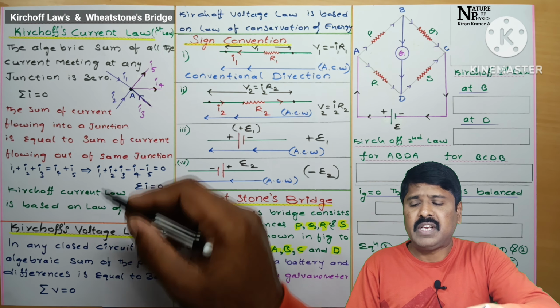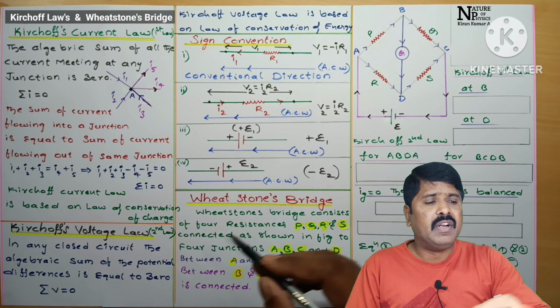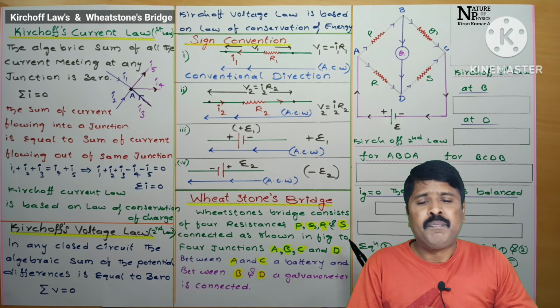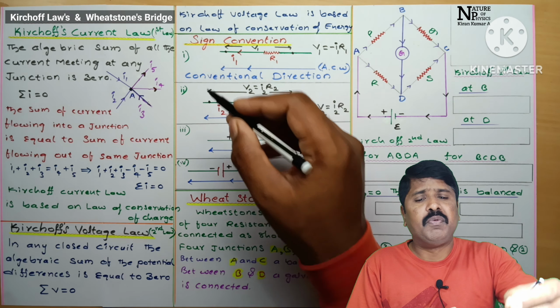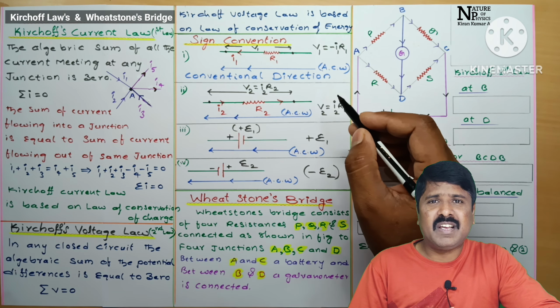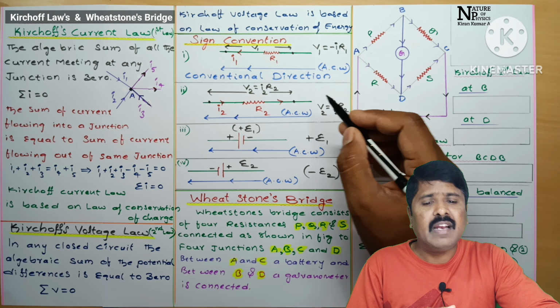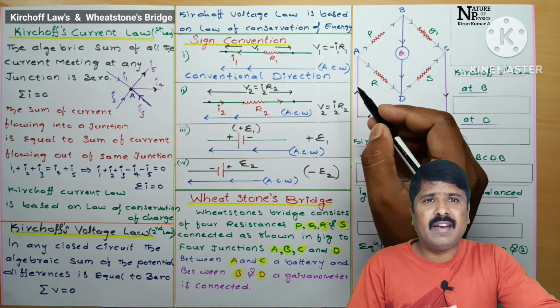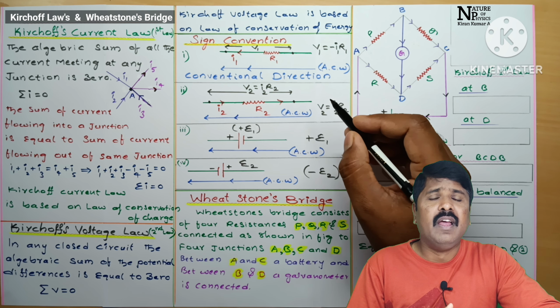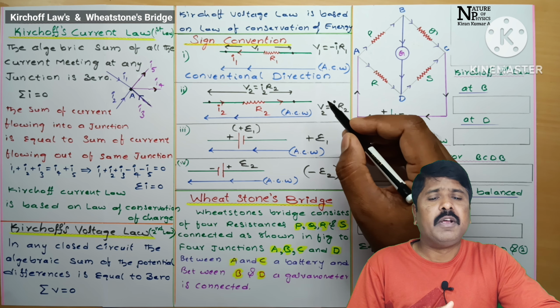These Kirchhoff's first and second laws we will use in the Wheatstone bridge to solve it. Okay, and we have conditions. Before that, Kirchhoff's voltage law is based on the law of conservation of energy. It obeys the law of conservation of energy. V is equal to W by Q, the basic formula for potential. V is directly proportional to W.